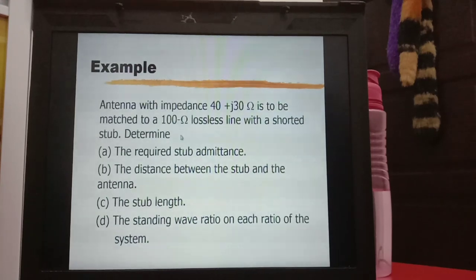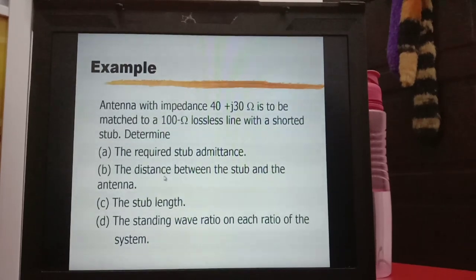To do this, we need to find the required admittance of the stub line and also the suitable point to connect this stub line to the 100 ohm transmission line. That means we need to find the distance between the stub line and the antenna. Then, based on the stub admittance, we can determine the required length of the stub line.